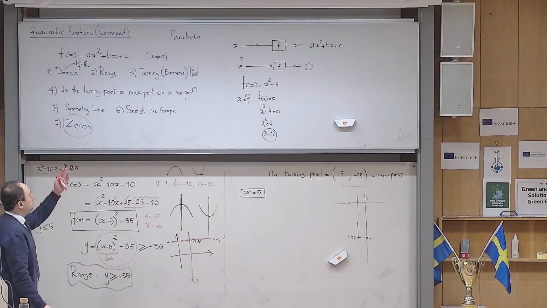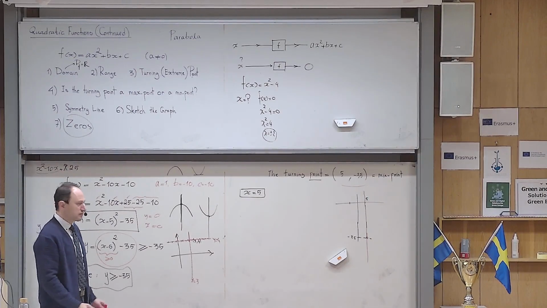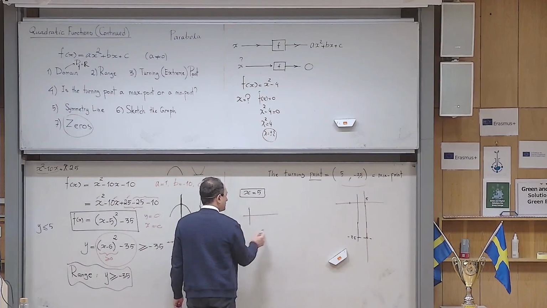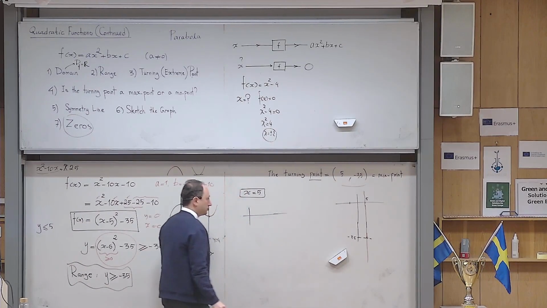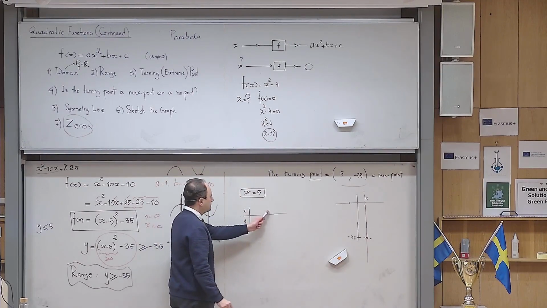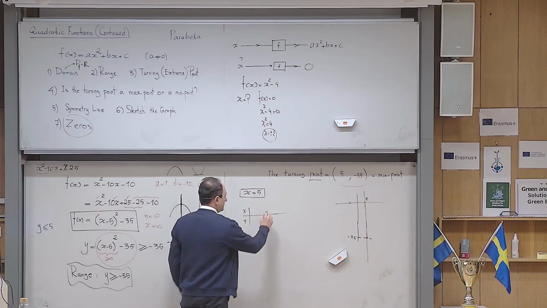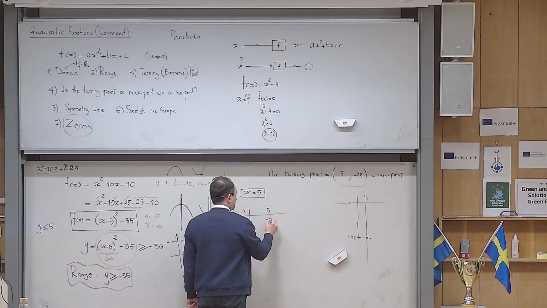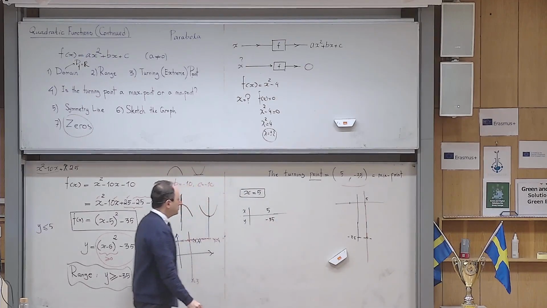Okay, and then we want to sketch the graph. For sketching the graph, I would recommend you to do this: only 3 points, because we want to sketch. We don't want to draw it perfectly. So I would write x and y. One possible value for x is this number 5, and I know that if this is 5, this is minus 35. Then I recommend you to do this.